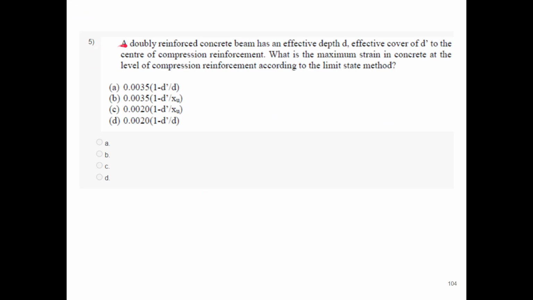Next question. A doubly reinforced concrete beam has an effective depth d, and an effective cover of d prime to the center of compression reinforcement. What is the maximum strain in concrete at the level of compression reinforcement according to the limit state method?